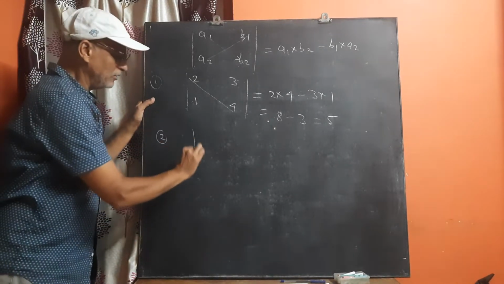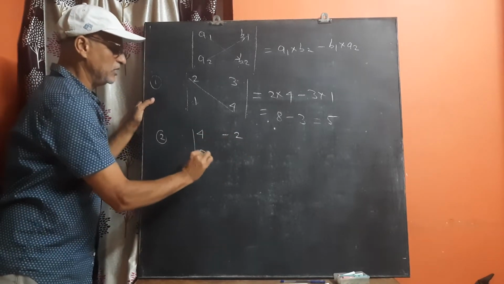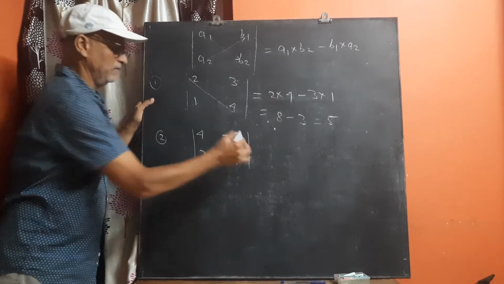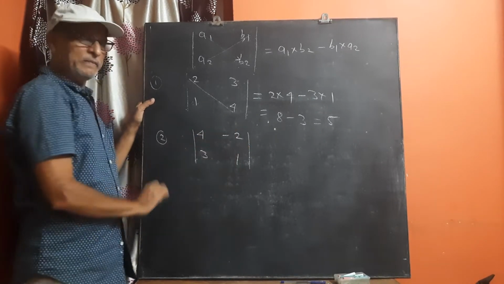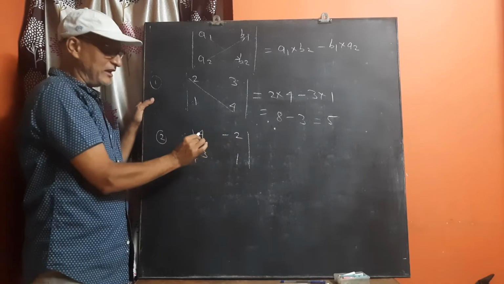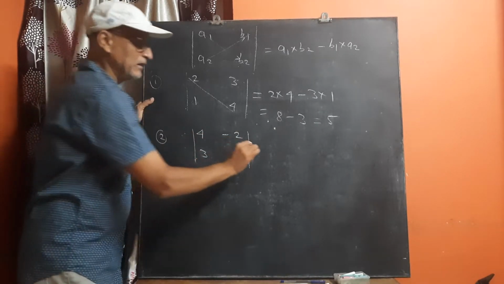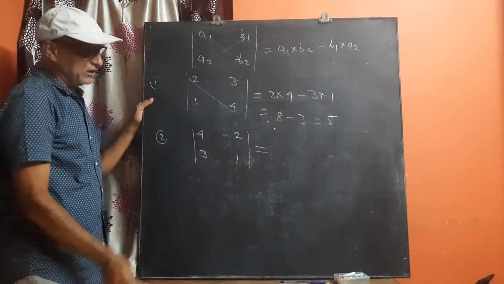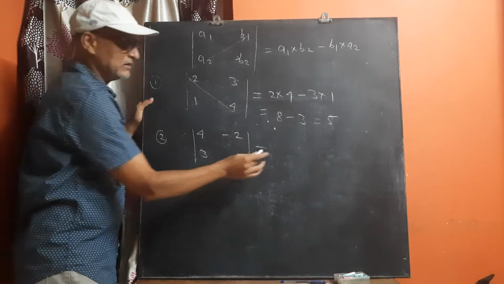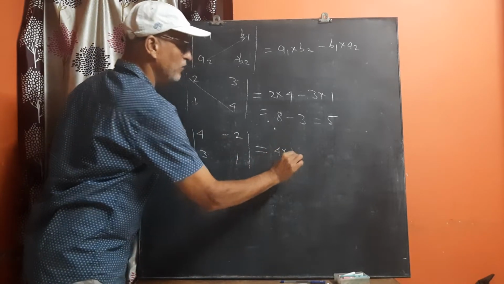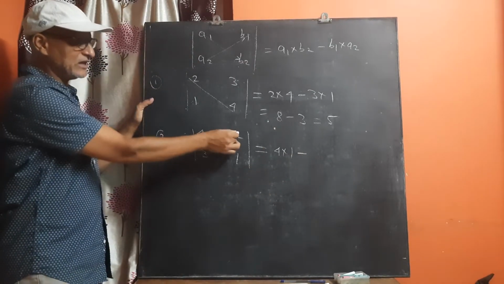Determinant of 4, minus 2, 3 and 1. In the first row, the elements are 4 and minus 2. In the second row, the elements are 3 and 1. Now this is equal to the product of elements in the forward diagonal, that means 4 and 1. So this is 4 into 1, minus the product of elements in the reverse diagonal.